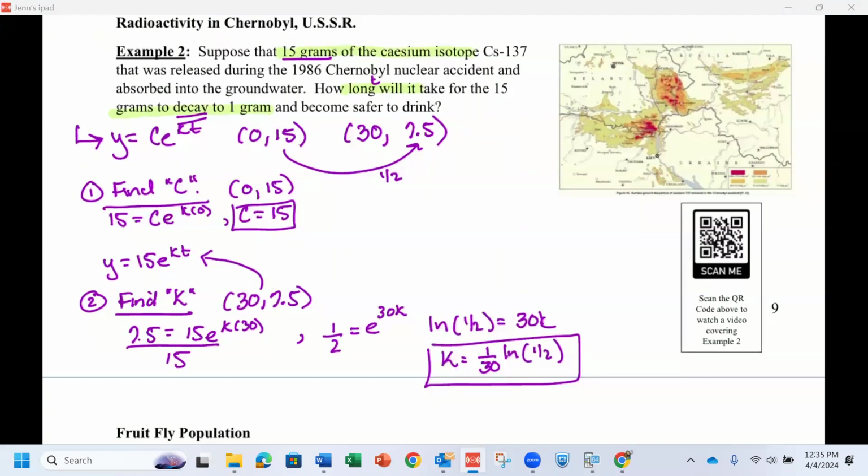K. So like I said, now that we know C and now that we know K, we're on that third and final step. Now we can write the equation. Y is going to be equal to 15 times E raised to the 1 over 30 times the natural log of a half times T.